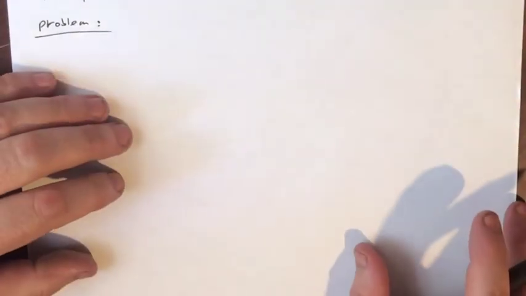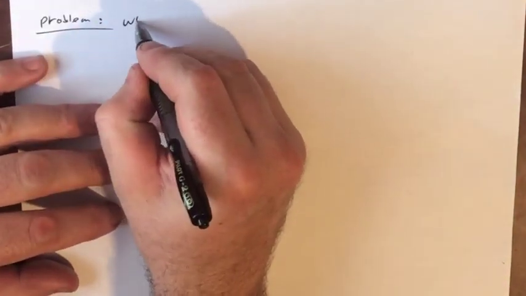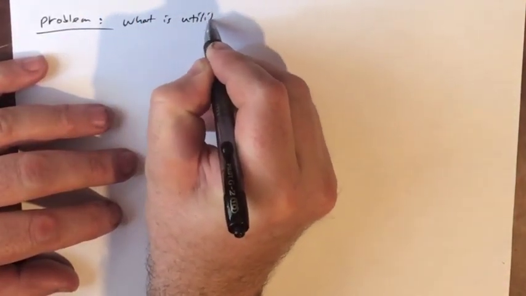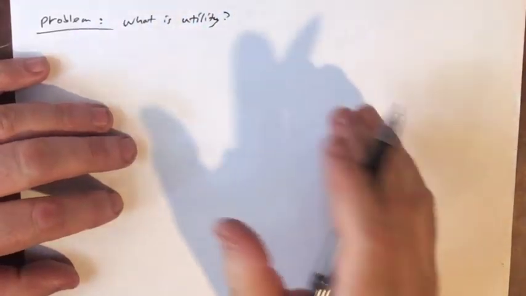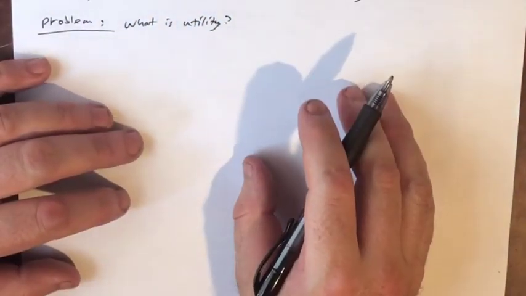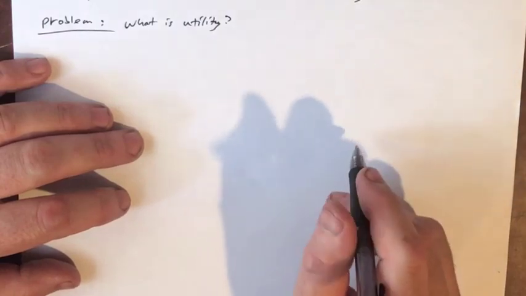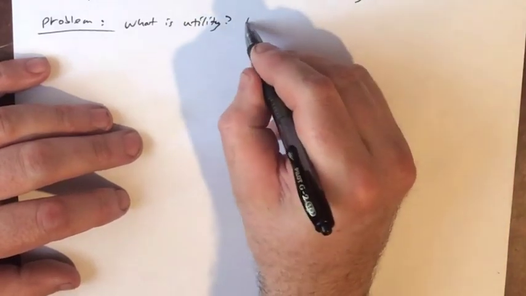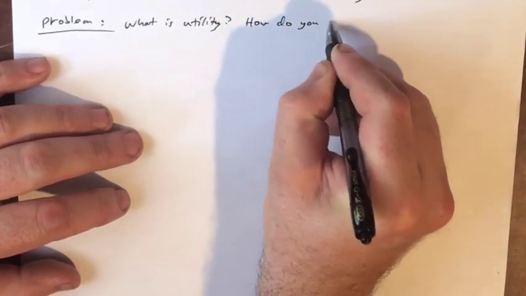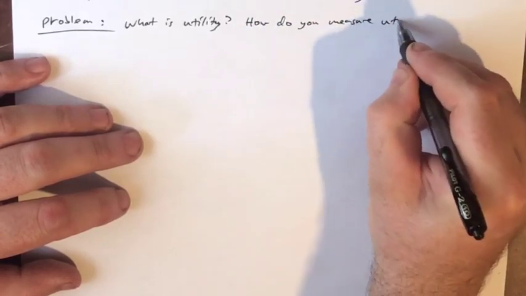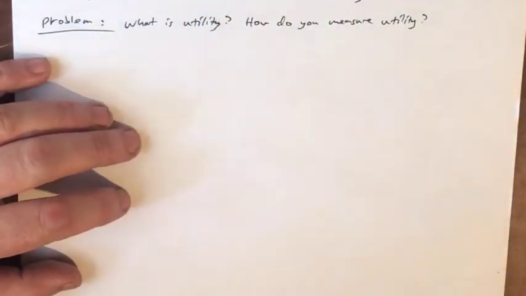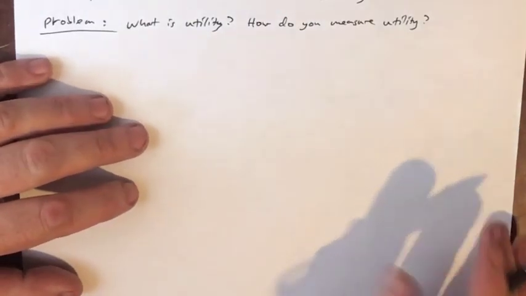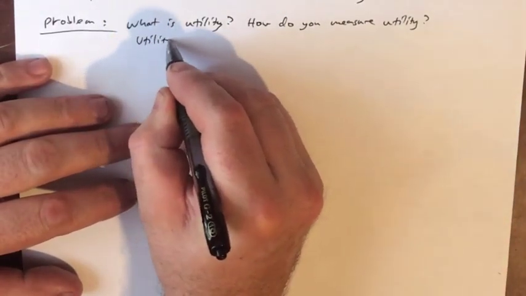Okay, so here's the problem with all this. I've been avoiding it so far, but maybe you've already noticed it. The problem is, what do we mean? What is utility? I've described it as happiness and whatever, but I've also put a number on it. So what does this number mean? How do you measure utility? The immediate and obvious problem is that utility is not observable.